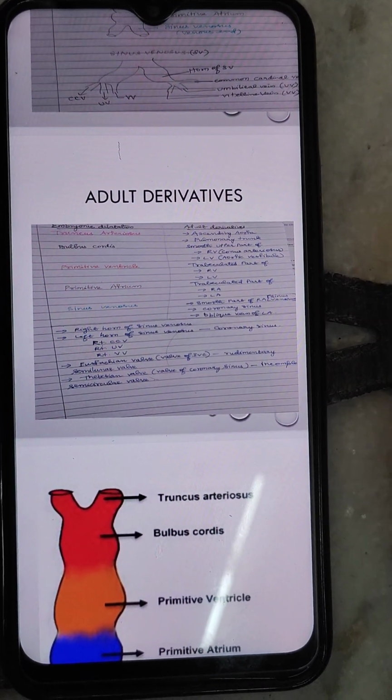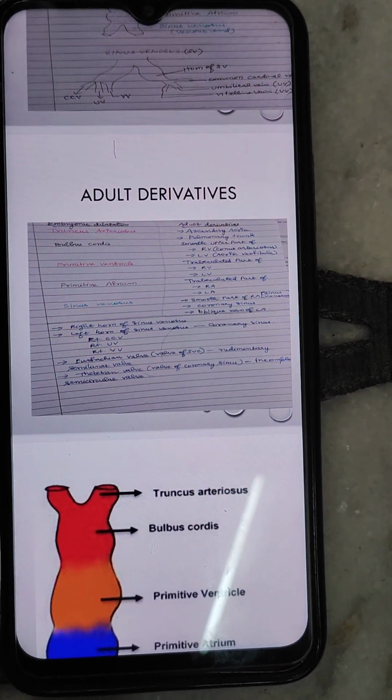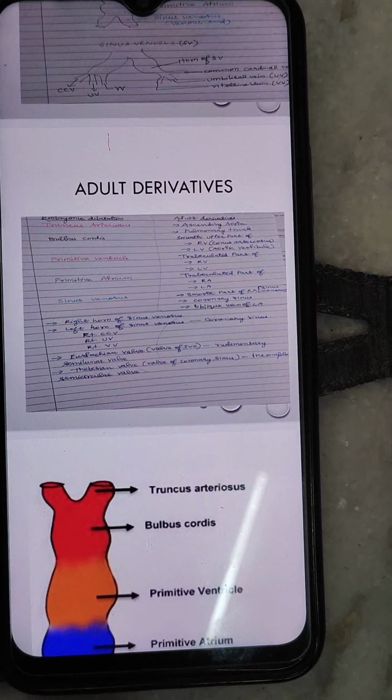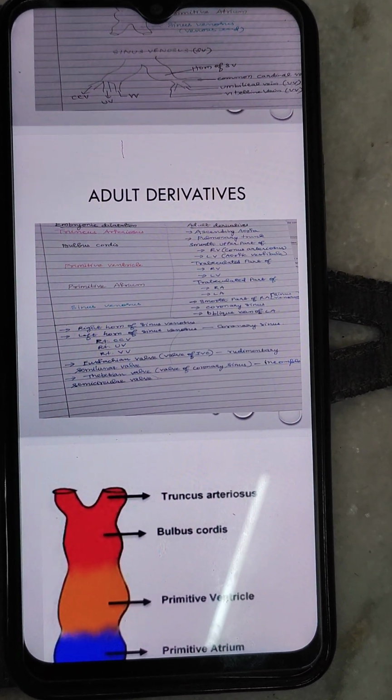Whereas the valve of coronary sinus, the coronary sinus is formed from the left horn of sinus venosus. So the coronary sinus is also surrounded by a valve, that is Thebesian valve, which is an incomplete semicircular valve.